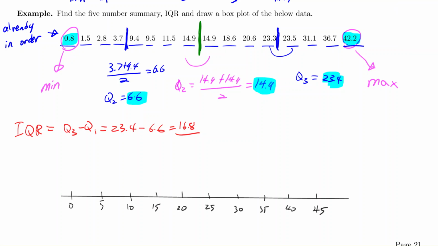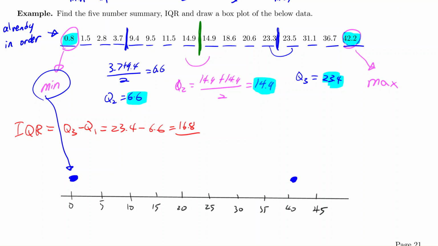Okay, so make sure to draw a number line first. And then we mark this number. Minimum is 0.8, somewhere here. Maximum is 42, so around here, a little bigger than 40. So we draw a dot on the minimum and maximum.